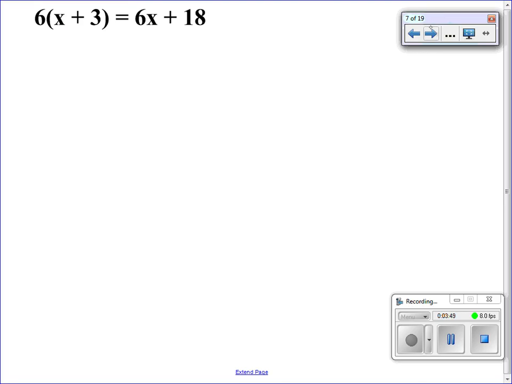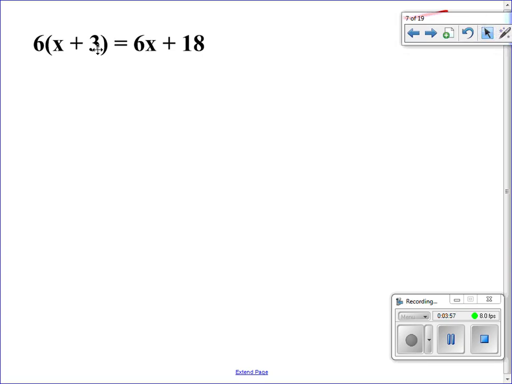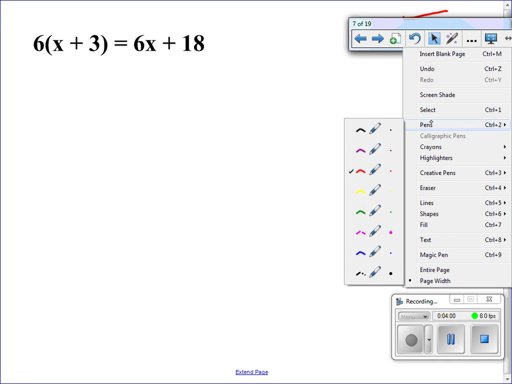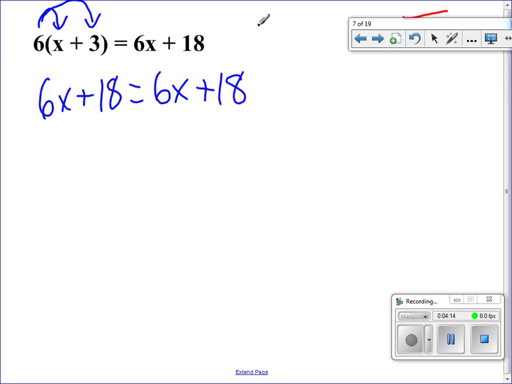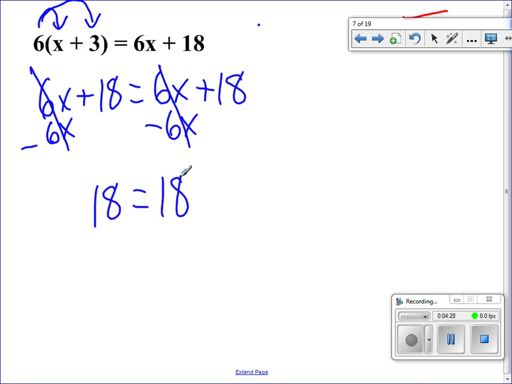Let's look at the third situation. We have 6 parentheses x plus 3 equals 6x plus 18. So the first thing we need to do is get rid of these parentheses by doing the distributive property. 6x plus 18 equals 6x plus 18. Already, alarm bells should be going off in my head because something looks very familiar here. So let's get the variables on the same side. So I'm going to do minus 6x on the left side. That will cancel. Minus 6x on the right side. That will also cancel, leaving me with 18 equals 18.